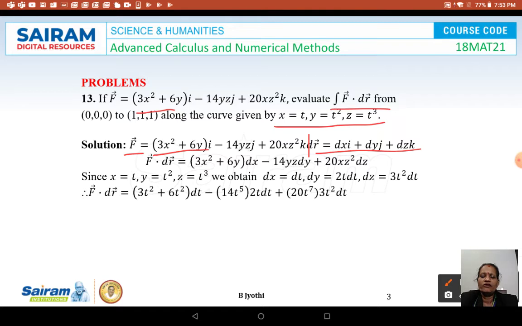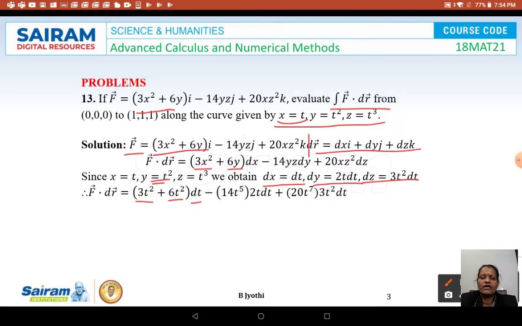Now we have x equal to t, y equal to t squared and z equal to t cubed. So 3x squared becomes 3t squared, and plus 6y, where y is t squared, therefore it will be 6t squared, and this will be dt, because dx is dt, dy will be 2t dt when we differentiate, and dz will be 3t squared dt.